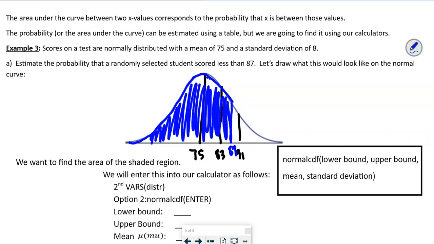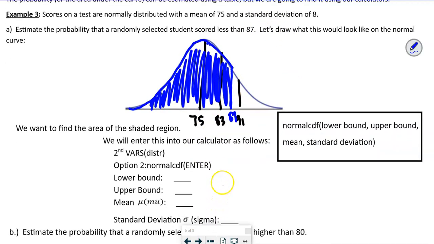So to do this, we're then going to actually take these values that we just got, and we're going to put them in our calculator. So when we are trying to find all the values to the left of something, then we're going to talk about a lower bound and upper bound, a mean and the standard deviation. So whether we go lower bound really small number or upper bound really big number will depend on what it's asking for. So we're going to put negative 1 million here.